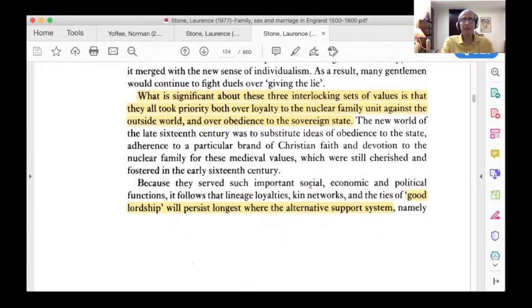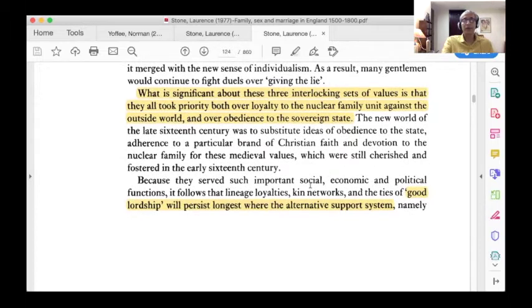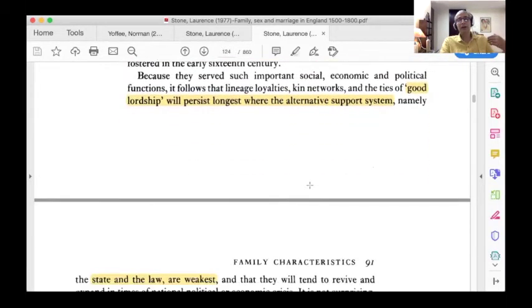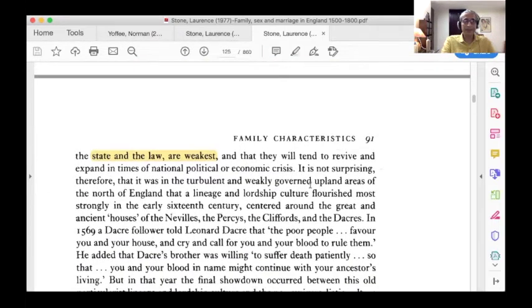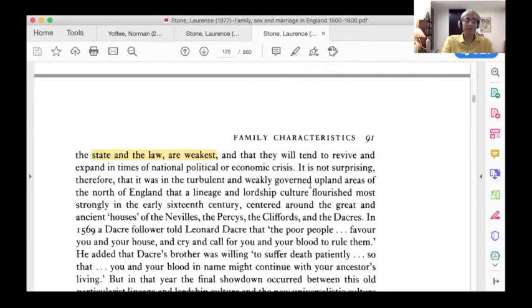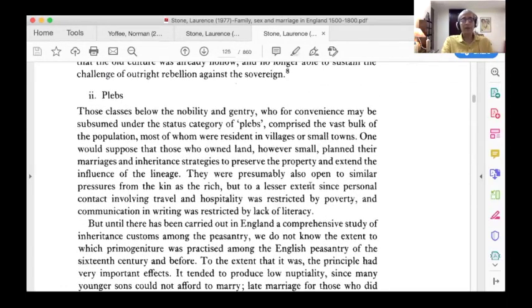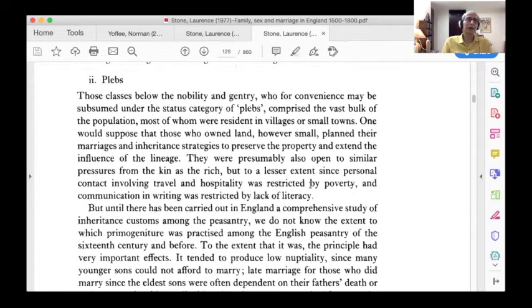What is significant about these three interlocking sets of values is that they all took priority over both loyalty to the nuclear family unit against the outside world, and over obedience to the sovereign state, right? So the good lordship, this very localized but tight network, was very important, right? So in contrast, he talks about the plebs. The plebs are the working people, the peasants and the serfs.